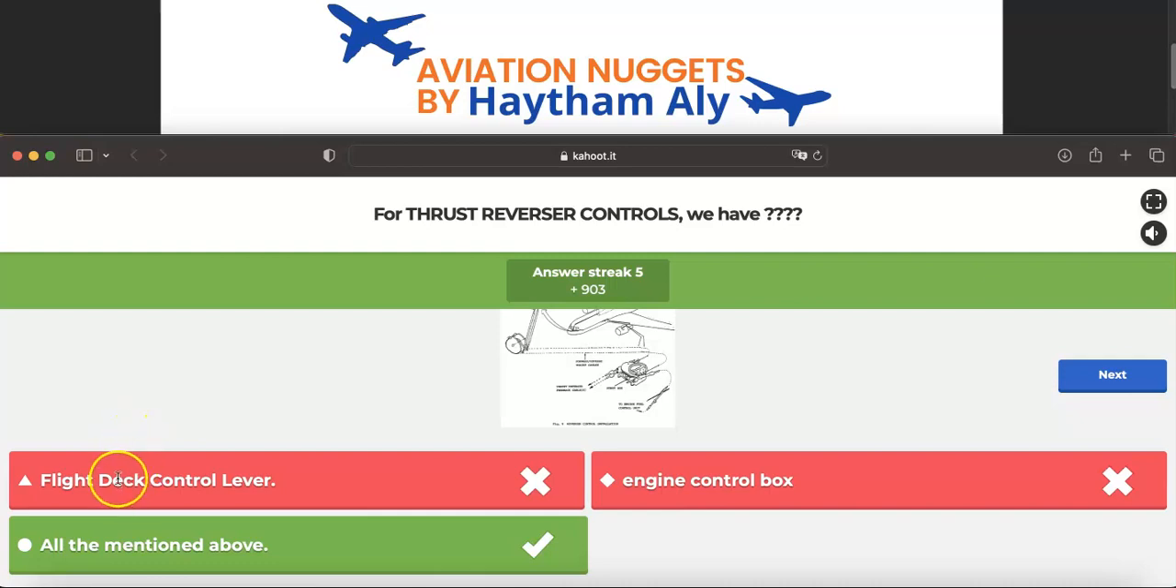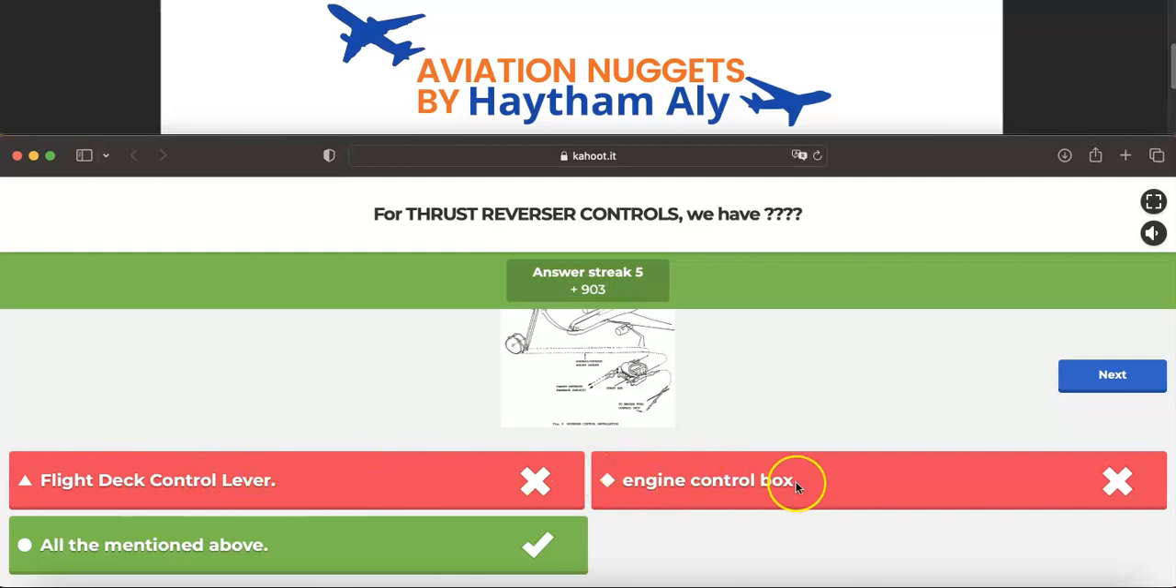On some aircraft, we have forward thrust lever and reverse thrust levers. And on some other aircraft, we have throttle levers beside a thrust reverser latching mechanism.